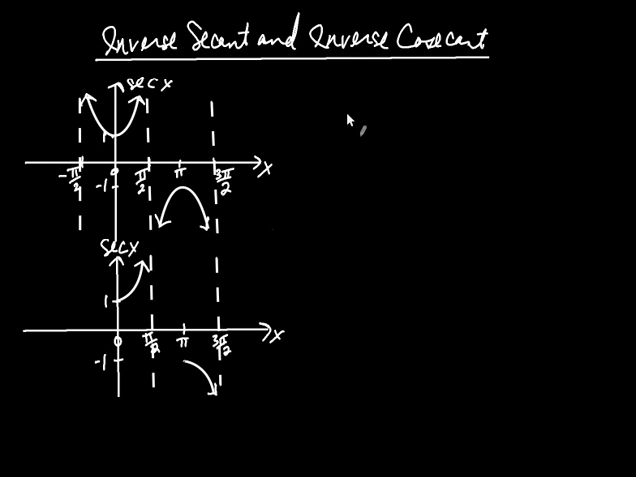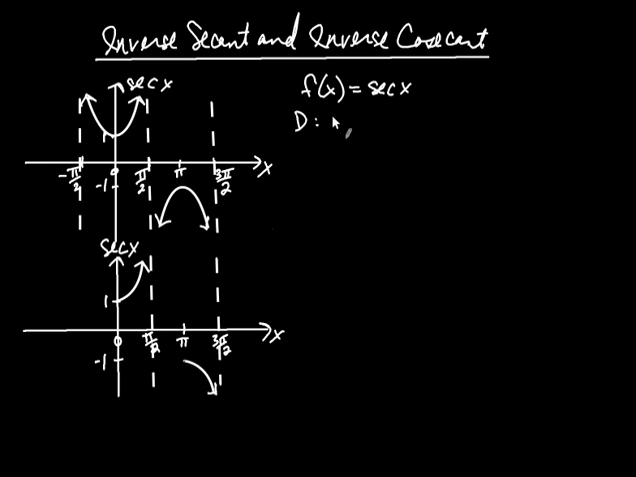Here we're going to discuss inverse secant and inverse cosecant. So here I've graphed the secant function. Let's write this down here. f of x is just secant of x. And if you recall the domain of secant, right?